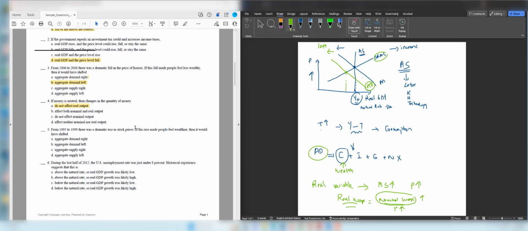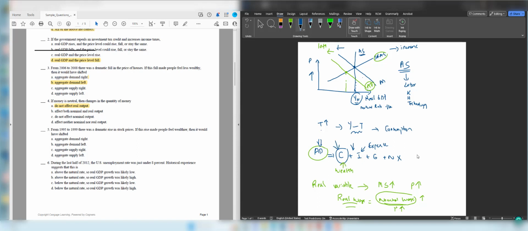Next question. From 1995 to 1999, there was a dramatic rise in stock prices. If this rise made people wealthier, then it would have shifted... So the common mistake that students make when they answer this question is that since stock price is related to businesses, they will think about the supply side, but it's not correct. Remember, aggregate demand represents expenses, and investment is an expense too. But this rise in stock prices is not even going to have an impact on investment. It will affect consumption.